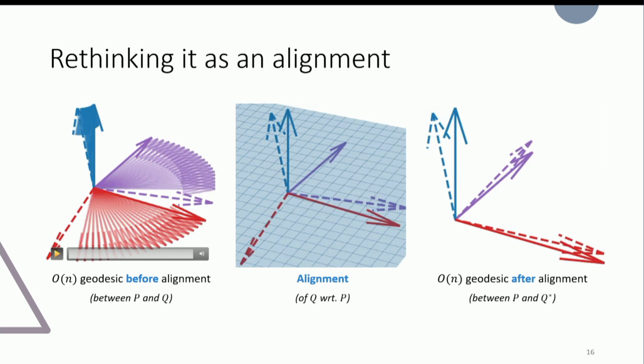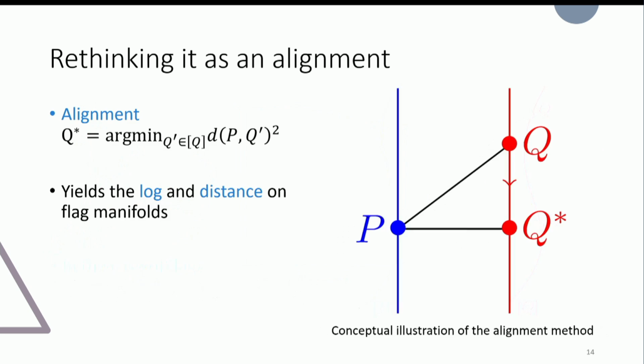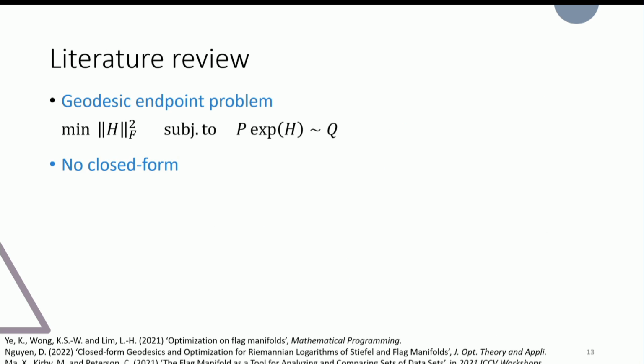But there is a recent paper from Nguyen. Yes, I have it. This one: closed form geodesics for the Riemannian logarithm on Stiefel and flag manifolds. In this work, he used the same algorithm on flags and on the Stiefel manifold, but it's more of a shooting problem, trying to minimize the endpoint error based on the initial tangent vector. I will be happy to discuss with you if you have some ideas. Thanks.